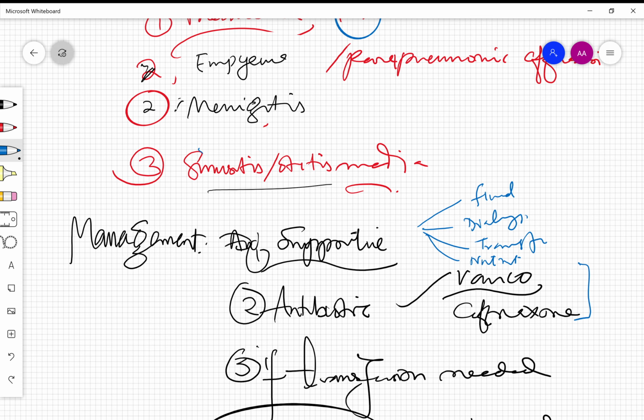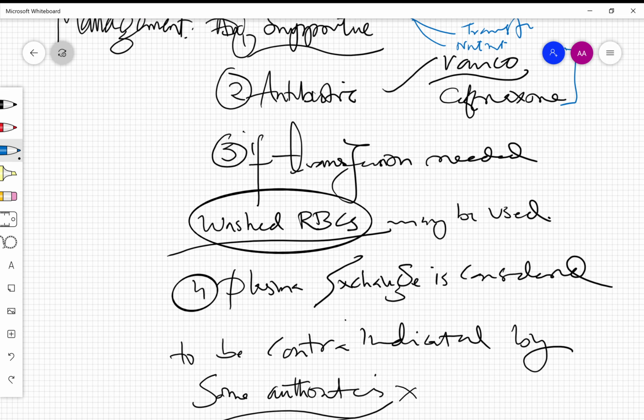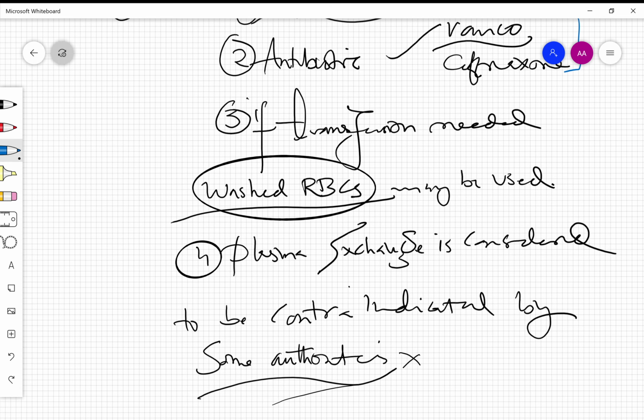This indication for antibiotics is somehow different than the actual one. In typical HUS, we want to avoid antibiotics, but here it is indicated. It is actually the mainstay. Similarly, transfusion and plasma exchange are considered to be contraindicated by some authorities because they say that the plasma contains endogenous IgM, and that could bind to the T receptors on the RBCs, platelets and glomeruli, and that could exacerbate the course of the disease.